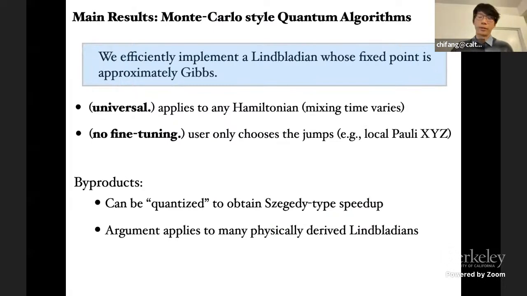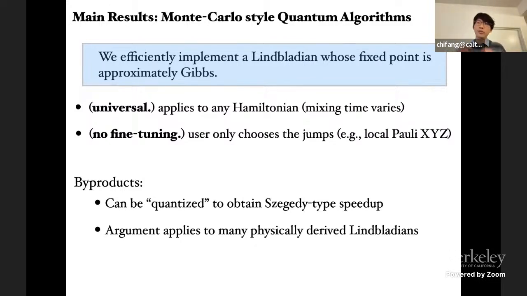Now we're ready to describe our proposal. We propose a Monte Carlo style quantum algorithm in the form of a Lindbladian, which is a continuous quantum random walk. We're able to efficiently implement a Lindbladian whose fixed point is approximately the Gibbs state. In other words, this is in the very same spirit as Monte Carlo, in that it's very universal. You can just plug in a Hamiltonian, and then you can run it. You could have all kinds of mixing time. Sometimes it works, sometimes it fails. Whenever it works, you celebrate. And it's also very nice that there's almost no fine-tuning required.